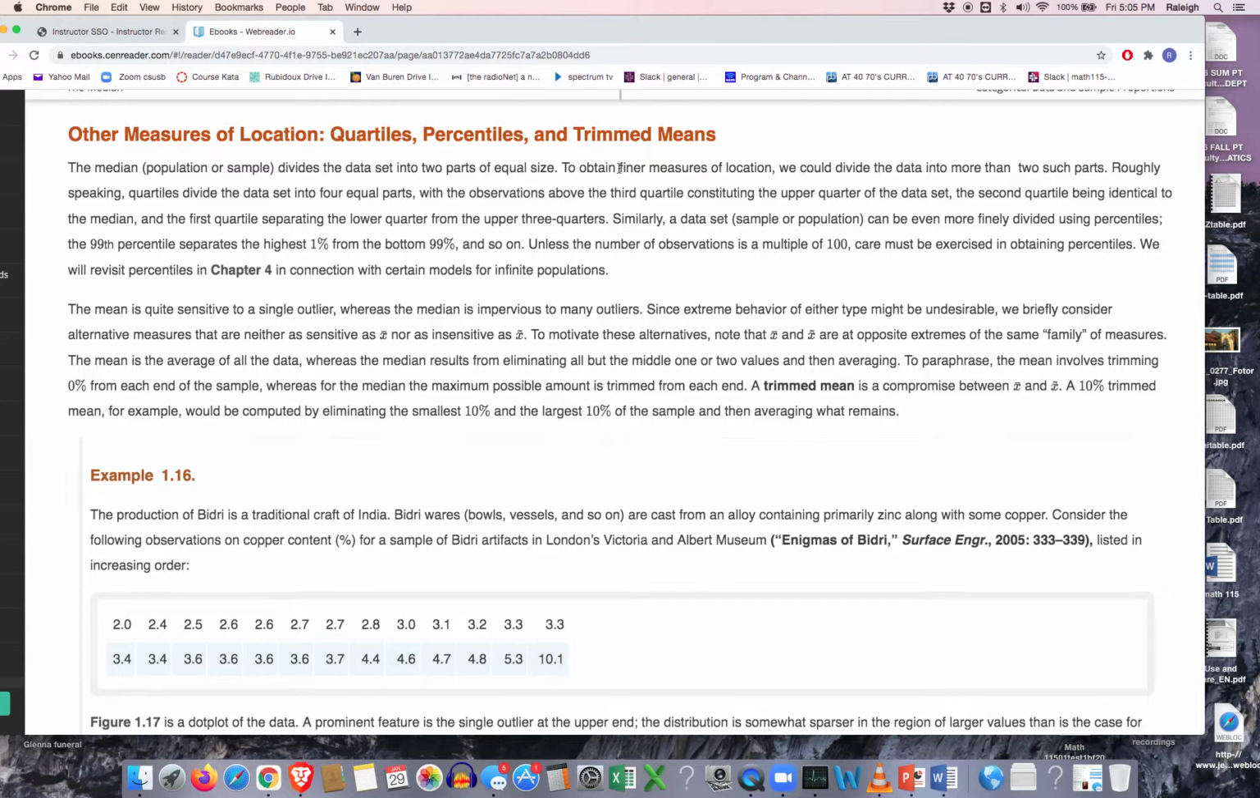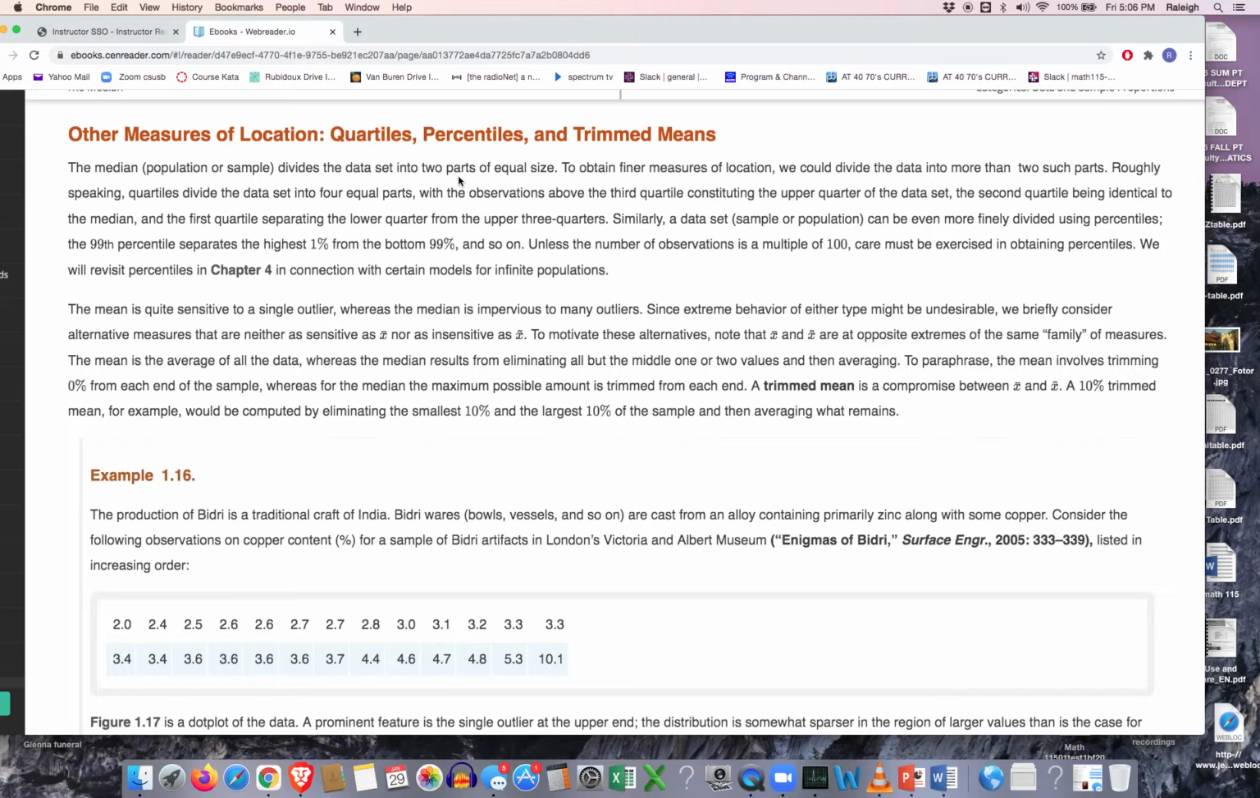Quartiles, percentiles, trim means. Quartiles are actually pretty interesting because we're going to be seeing box plots very soon, and box plots are really dependent on quartiles. Quartiles, to me, are a way of arranging data into, well, as we see, the median cuts the data set in half, but the quartiles cut it into 4 pieces. It takes a median of the first half, a median of the second half to get quarters.